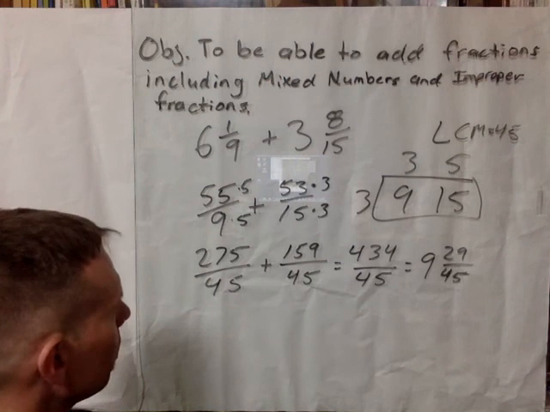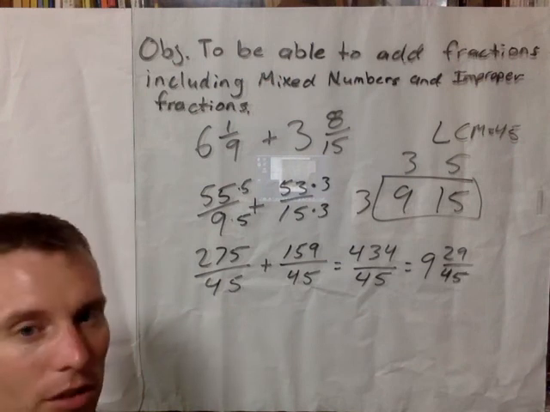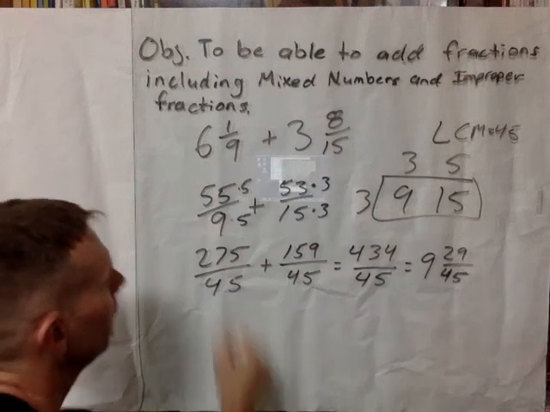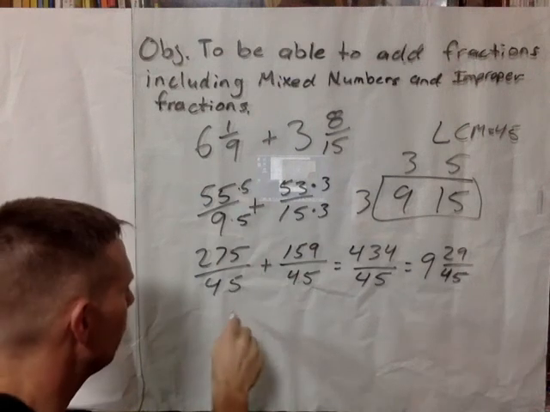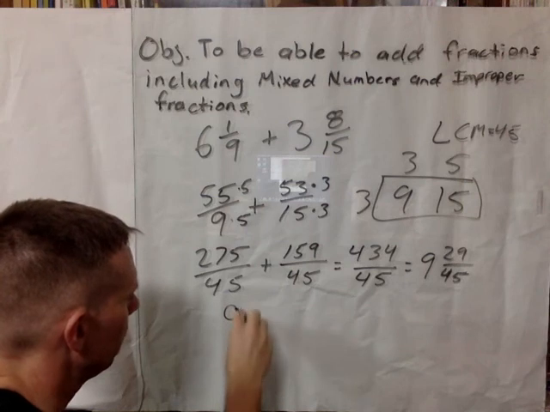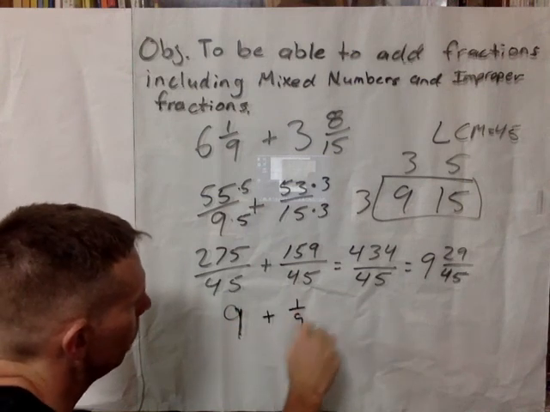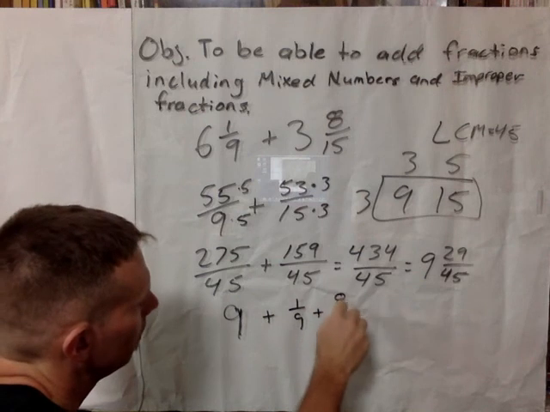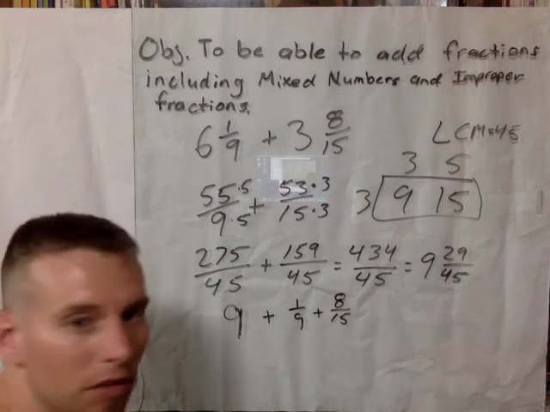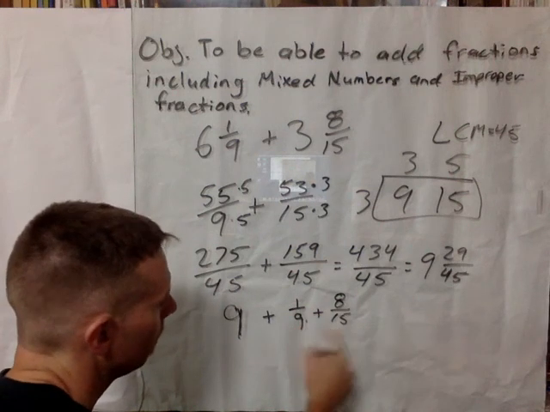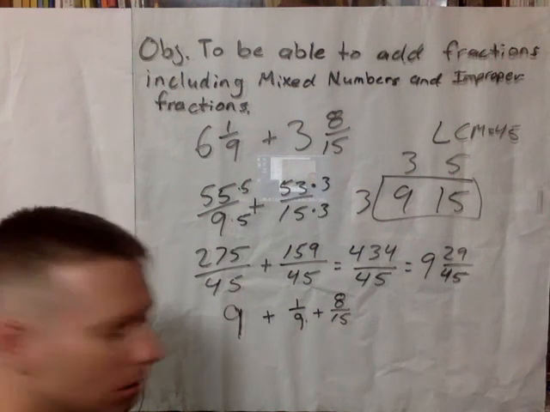One last thing I just wanted to show you, and some of you guys already know this also, there's another way to do this problem, and that's simply to add the whole numbers, and you get 9, okay? And then later go back and do 1/9 plus 8/15, okay? And if you work through those same steps, again, you would find the least common multiple. It would still be 45.